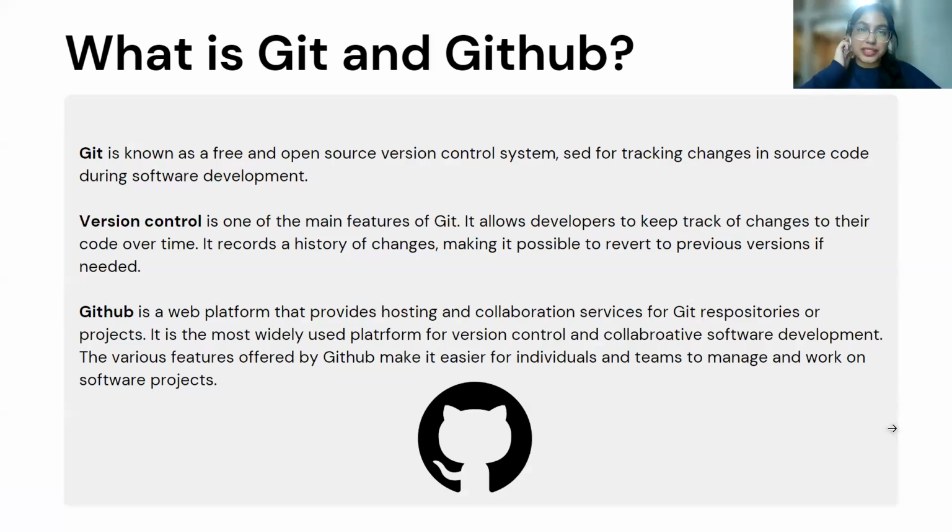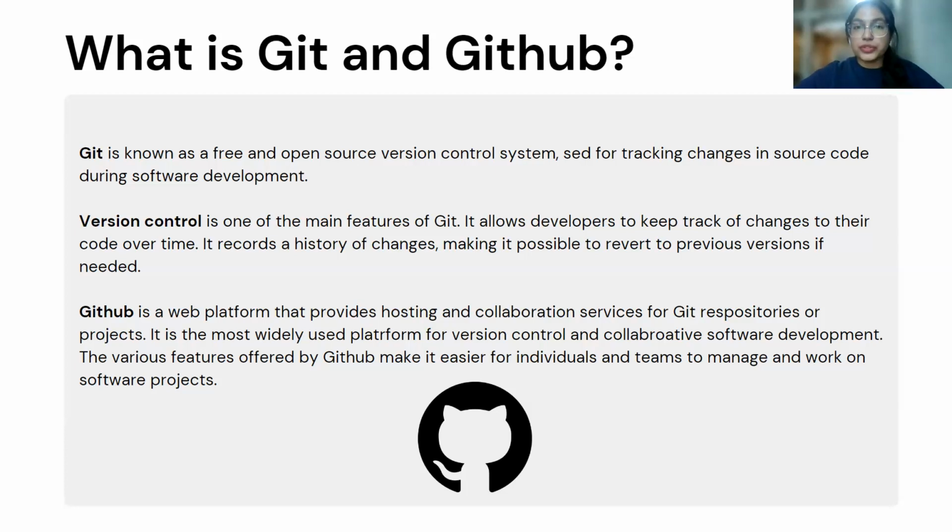All right, so what is Git and what is GitHub? So Git is known as a free and open source version control system. It's used for tracking changes during software development. So you could almost think of it as a coding language, which is used to track changes and updates in a software project as it is being built.